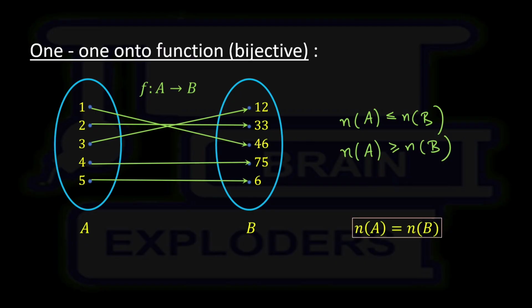So here we can conclude that if two sets have equal cardinality, then there exists a 1 1 mapping or 1 1 function between both the sets. Okay, so if there exists a 1 1 mapping, it means the cardinality of both the sets is the same.